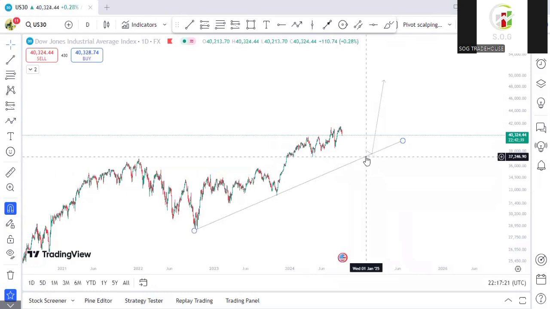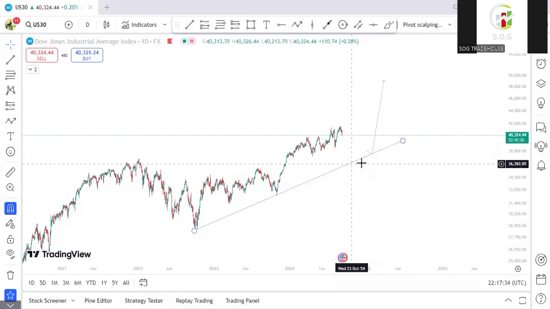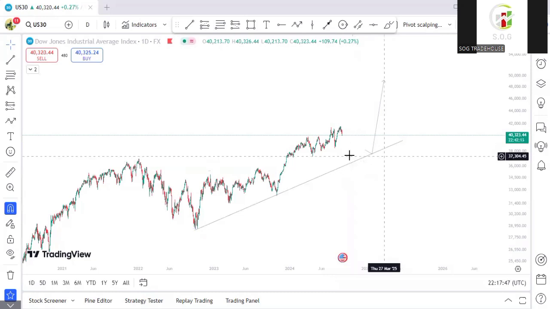Since it's a daily time frame, you have to wait for the daily time frame candlestick pattern to close above the trend line before looking for a trade opportunity. But if it were to be a 4 hour time frame, then you have to wait for the 4 hour time frame. If it's a 1 hour trend line, you have to wait for the 1 hour candlestick pattern to close. So that's just the basic thing about trend line.